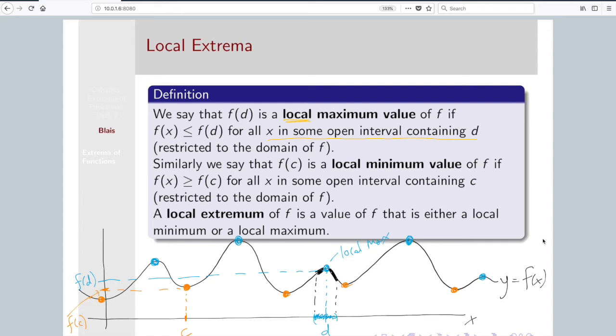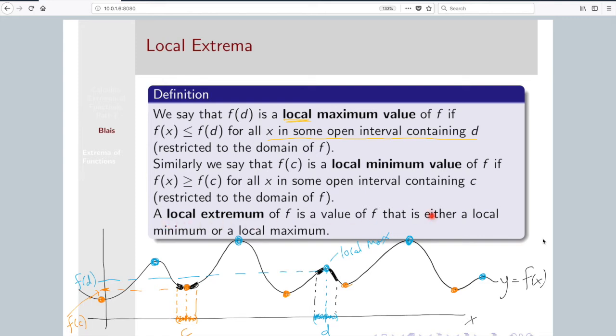If, for some open interval containing c, so down here, in that interval, c is the minimum. And again, we come up and we see that with the function restricted to that interval, c is in fact a minimum. So it satisfies that minimum criteria locally to this interval containing c. And again, it doesn't matter how big this interval is. It can be really tiny. As long as you can find one, it's a local minimum value.